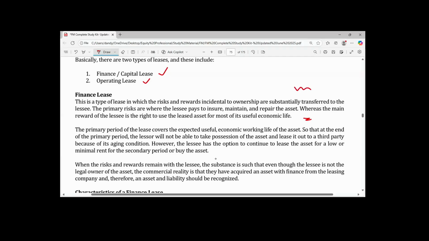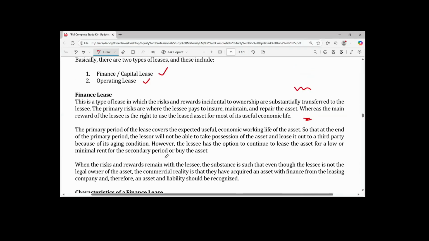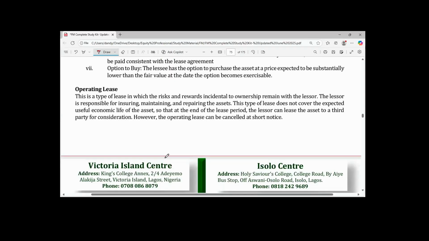That is finance lease. Now, I will come back to the characteristics of the finance lease, but before that, let's talk about the operating lease. The operating lease is just the opposite of finance lease. The operating lease is a type of lease whereby the risk and reward incidental to the leased assets remain with the lessor. The owner of the asset will keep everything. He'll be the one maintaining the asset. Whatever has to do with the insurance, the maintenance cost, and the repair cost that will be incurred on the asset, the owner of the asset, the lessor, will bear everything.